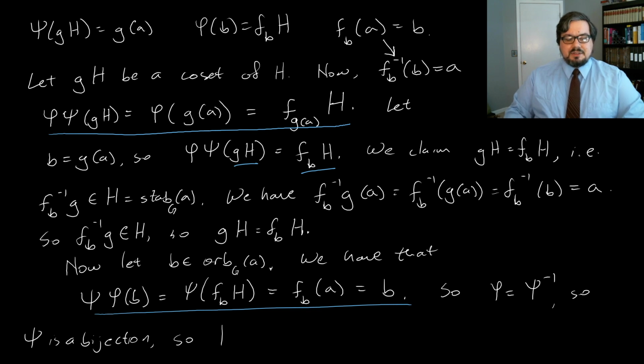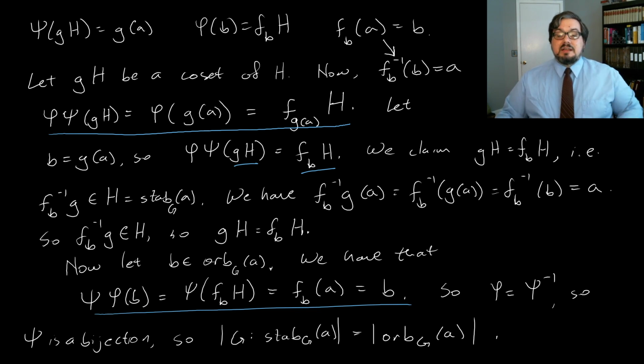And so this tells us that the number of cosets of the stabilizer of A is equal to the size of the orbit of A. So this is called the Orbit-Stabilizer Theorem. By Lagrange's theorem, this statement that I wrote at the end is the same as the statement at the beginning of Theorem 63, the Orbit-Stabilizer Theorem.